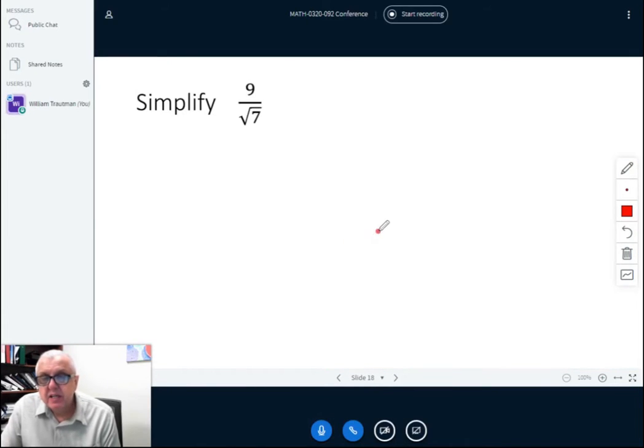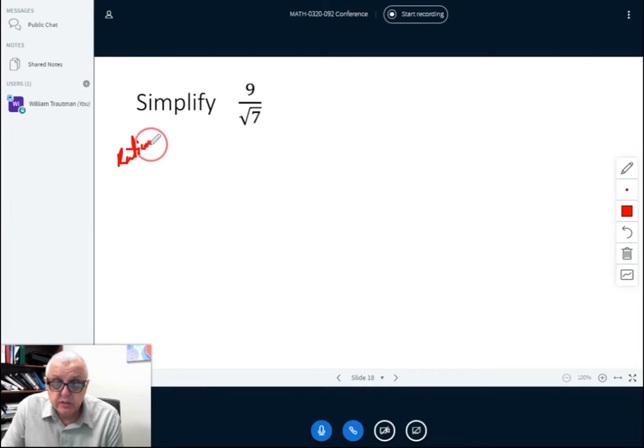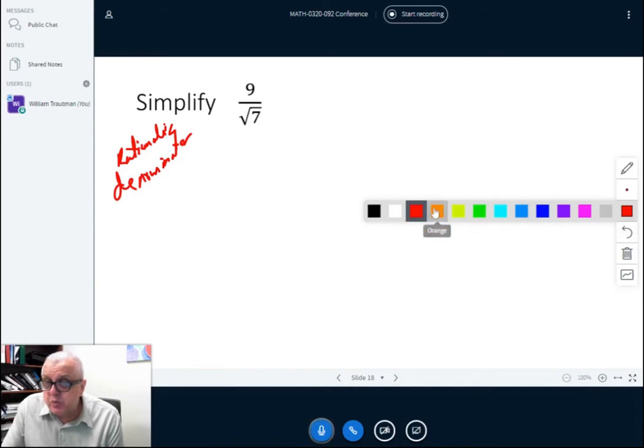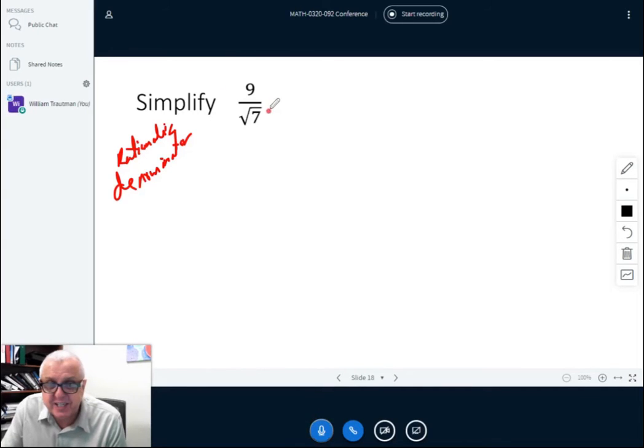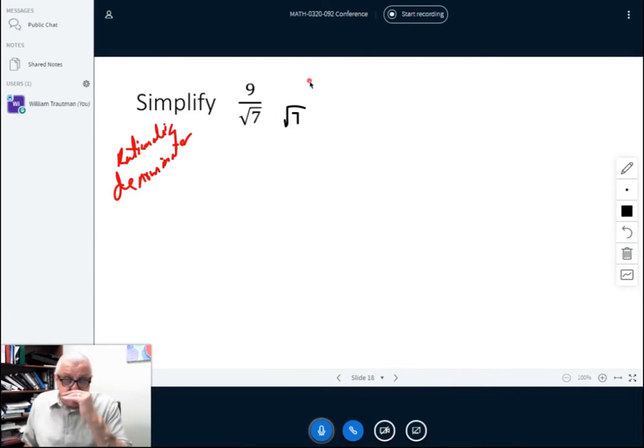All righty. Simplify. Another word for simplify in this case would be rationalize the denominator. In other words, get rid of that square root symbol on the bottom of the fraction, in the denominator. It's a square root, and square roots mean there's an invisible 2 right there. So in order to get rid of the square root on the bottom, I have to multiply to get that 7 out of there. And if I multiply it by the square root of 7, now I have 2 7s and the 7 pops out.